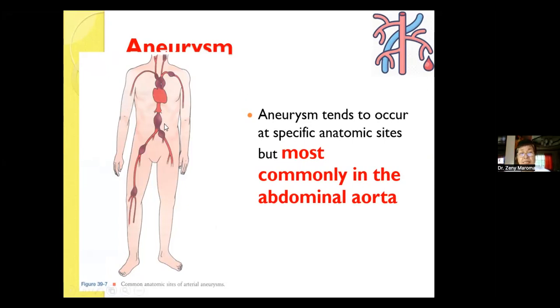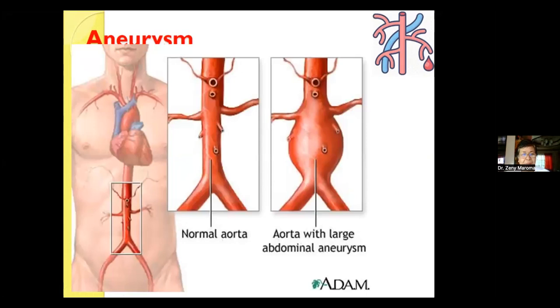Pag nangyari dito sa abdominal aorta, ito yung tinatawag na AAA, abdominal aortic aneurysm. Yun ang AAA. Dito, ito yung normal aorta, normal abdominal aorta, tapos andito yung ating abdominal aortic aneurysm. Okay? So, ano ang most telling sign? Lumalaki ang tiyan at may pulsatile abdominal mass. Pulsatile abdominal mass or pulsating abdominal mass.